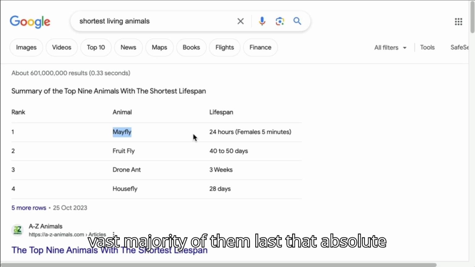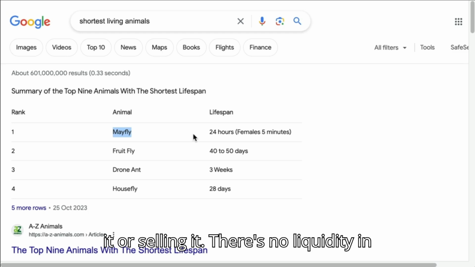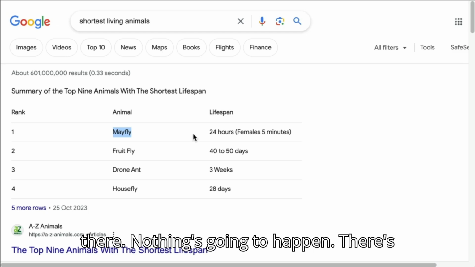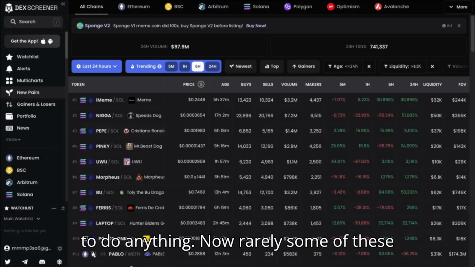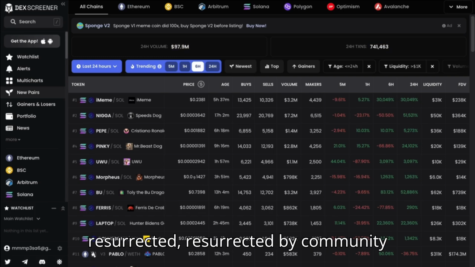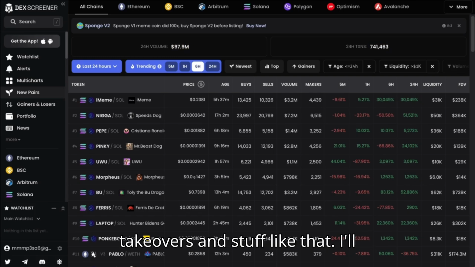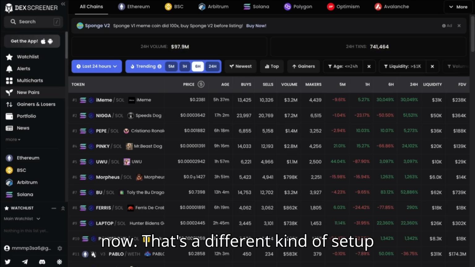Probability-wise, the vast majority of them last a day at the absolute max. After a day, they don't go anywhere. They're just dead. Nobody's buying or selling it, there's no liquidity in there, nothing's going to happen, there's no hype. Don't expect price to do anything. Now, rarely some of these dead projects can suddenly be resurrected by community takeovers and stuff like that. I'll discuss all of that in a separate video. We're not going to talk about that right now. That's a different kind of setup anyway, and that's not the majority.